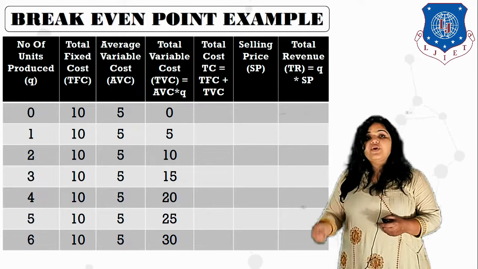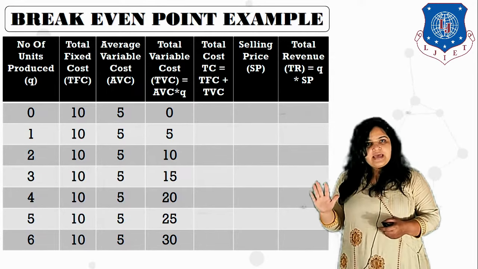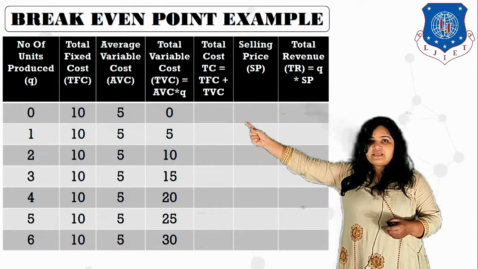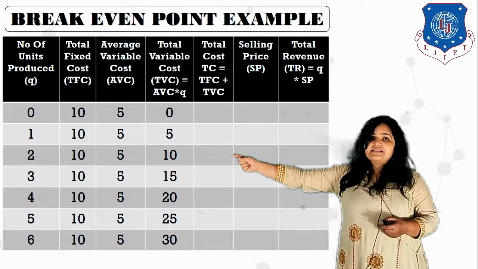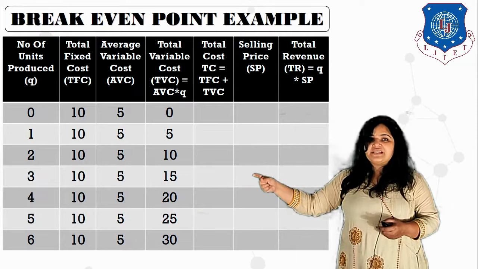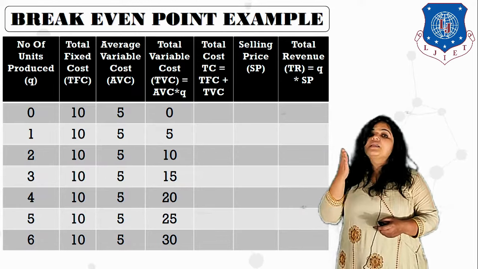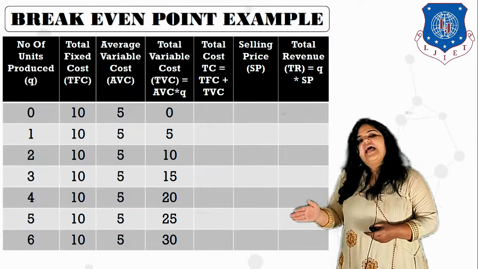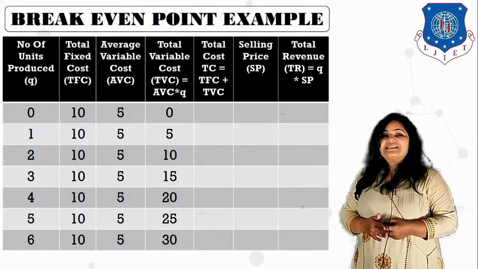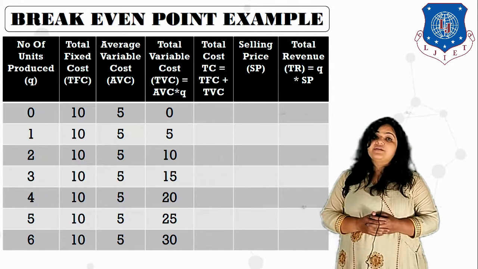If for producing one pencil my variable cost is 5 rupees, for producing 0 pencils my variable cost is 0 rupees. For producing 2 pencils, it is 10 rupees. For producing 3 pencils, it is 15 rupees, 3 into 5. I hope you are getting this. We are just multiplying the quantity of pencils with the average variable cost, which is constant. So for producing 6 pencils, I'll get a total variable cost of 30 rupees.